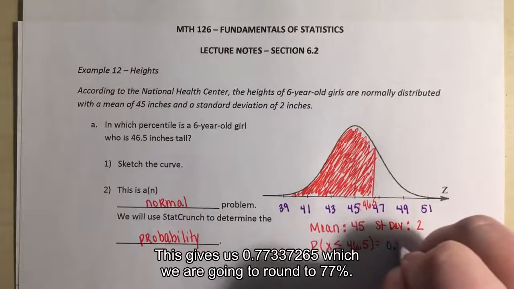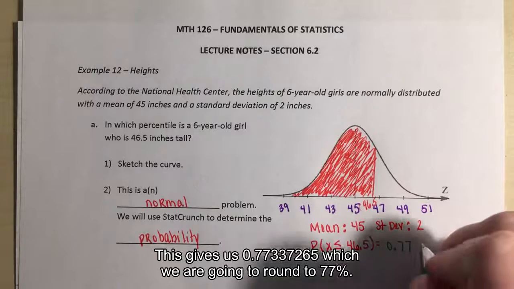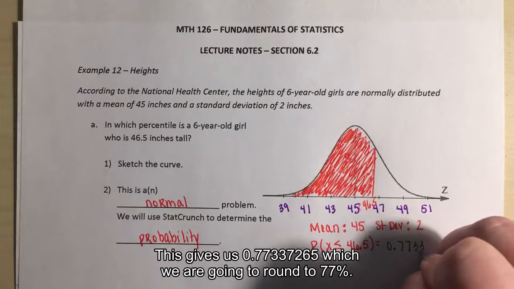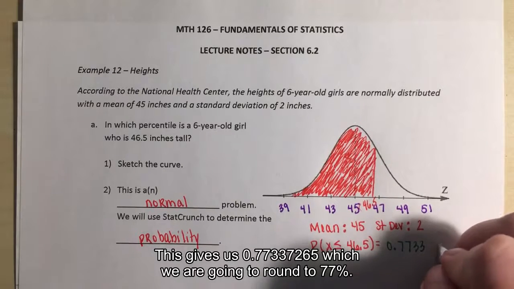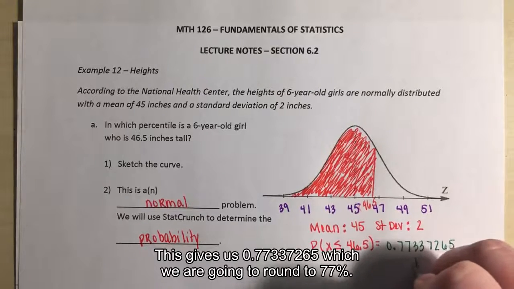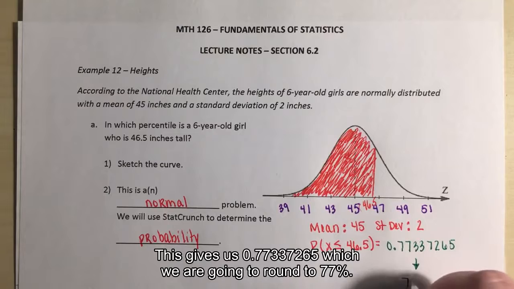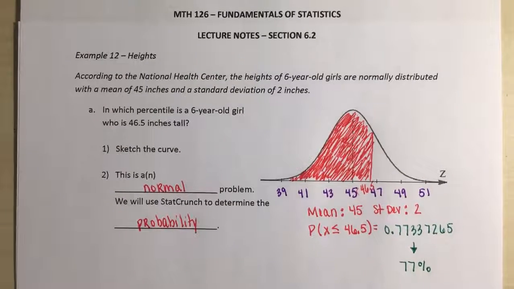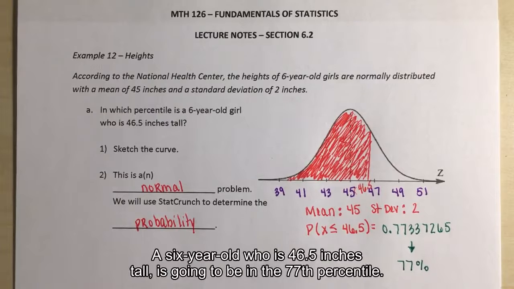So this gives us 0.77337265, which we are going to round to 77%. So a 6-year-old who is 46.5 inches tall is going to be in the 77th percentile.